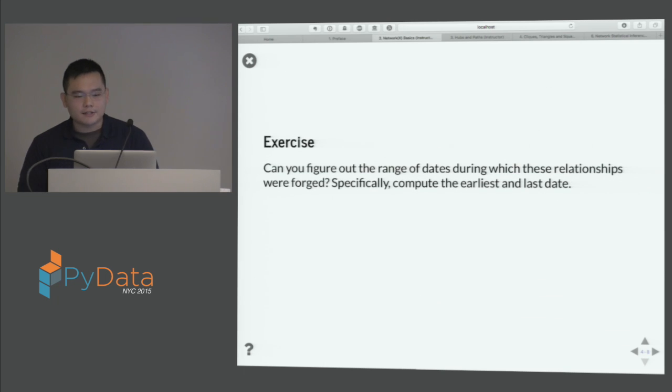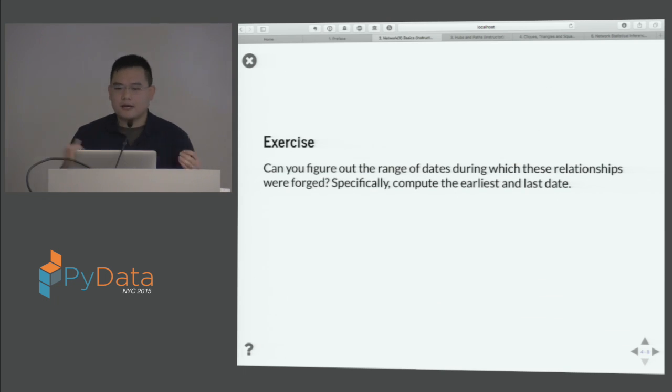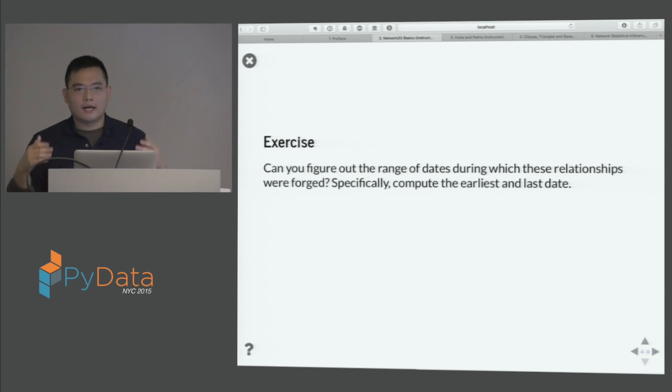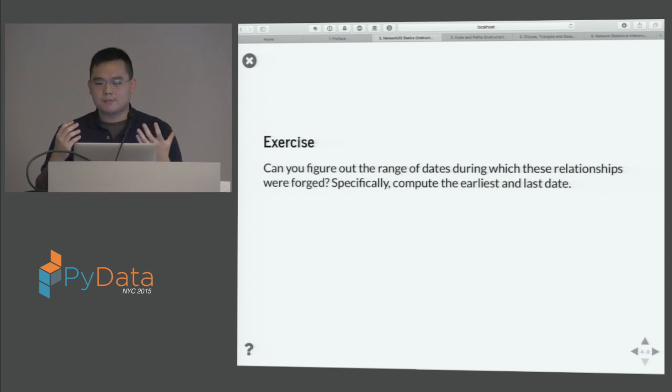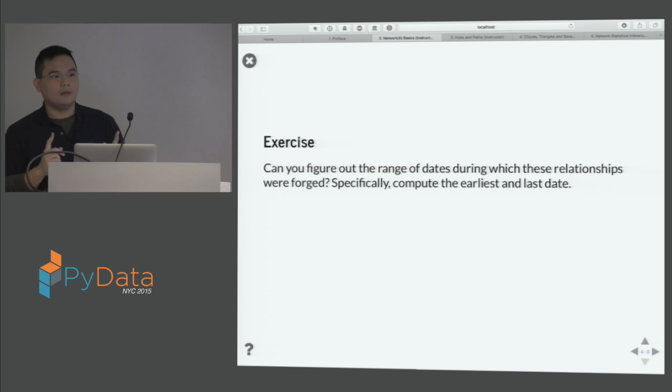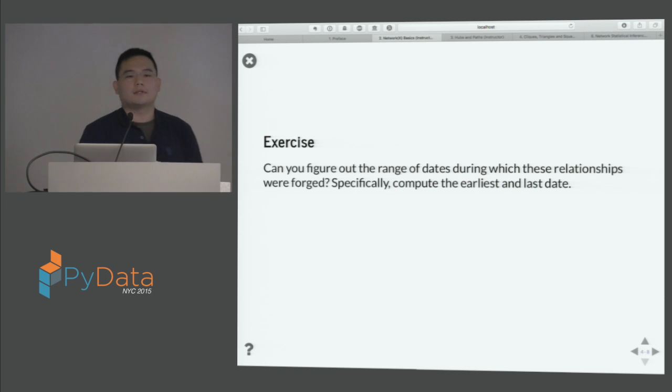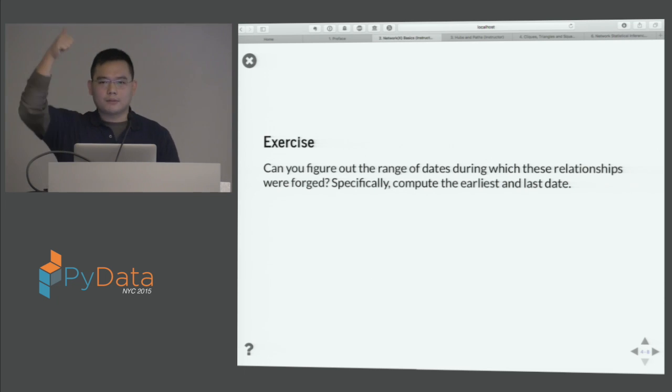All right, so as the next exercise, can you figure out the range of dates during which these friendships were forged? Likewise, again, I want you to think in terms of list comprehension. Specifically, I want you to compute the earliest and the last date of these relationships. All good? OK, please give that a shot. And if you're done, please give me a thumbs up.